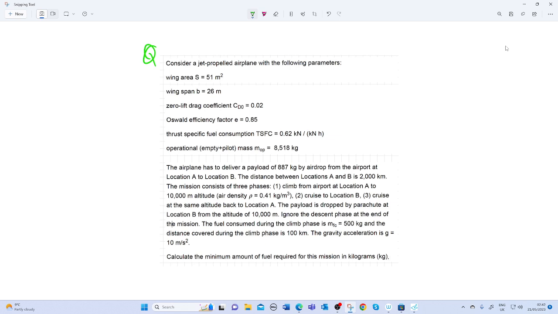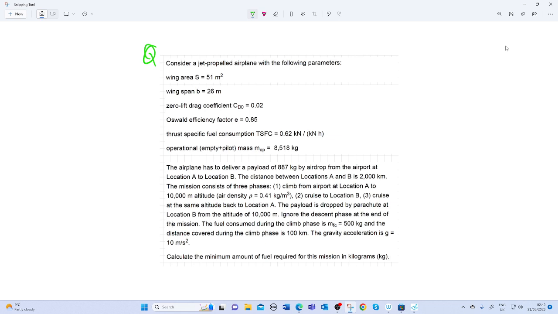The airplane has to deliver a payload of 887 kg by airdrop from the airport at location A to location B. The distance between location A and B is 2,000 km. The mission consists of 3 phases. First, climb from the airport at location A to 10,000 meter altitude, where the air density equals 0.41 kg per cubic meter.